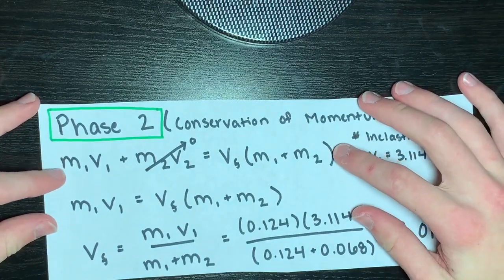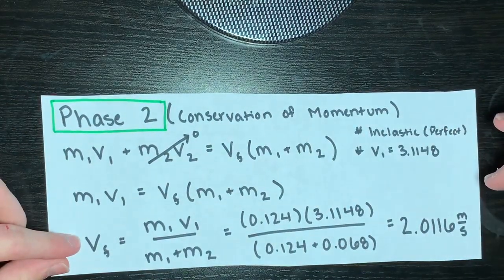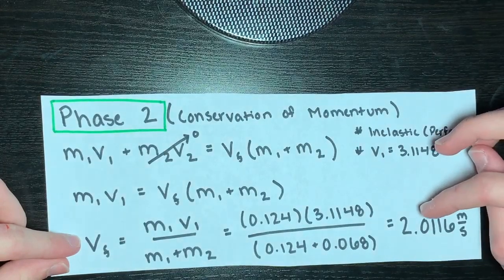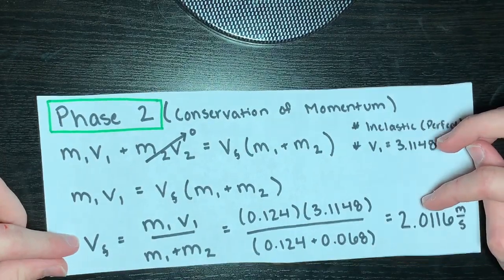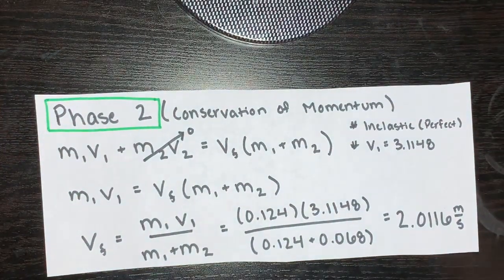After changing and moving around the variables, we were able to find that the final velocity of the system after the conservation of momentum occurs is 2.0116 meters a second. For our use, this will be the velocity of the block as it begins to slide across the paper.